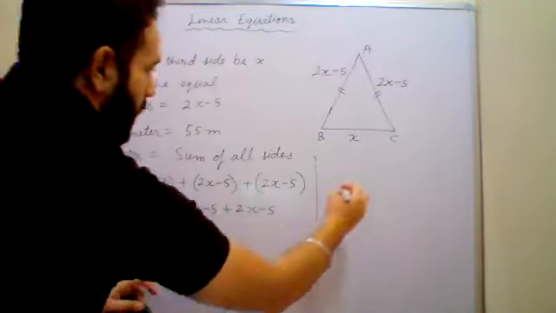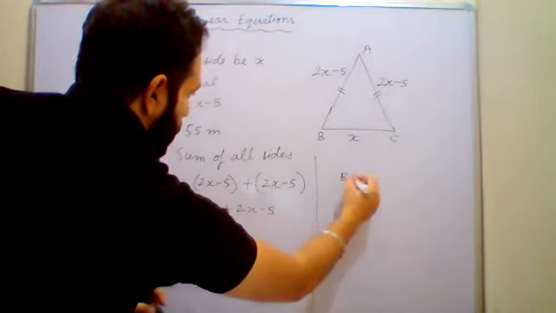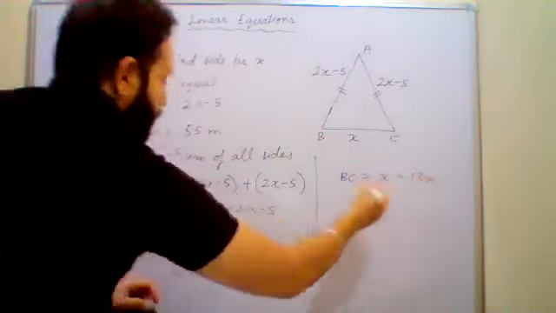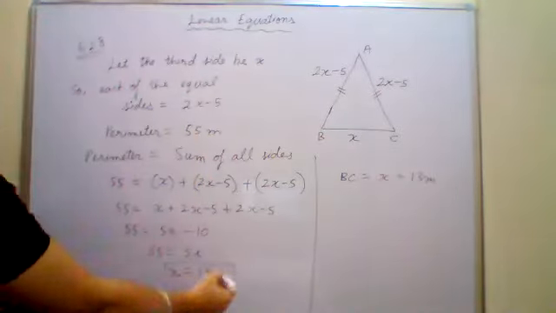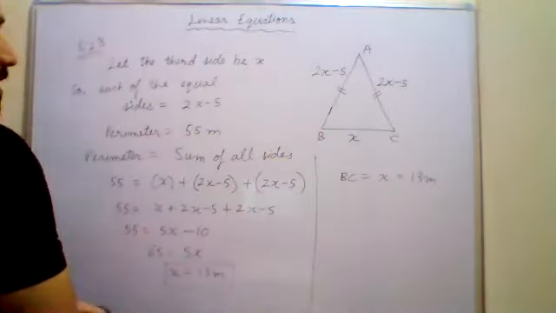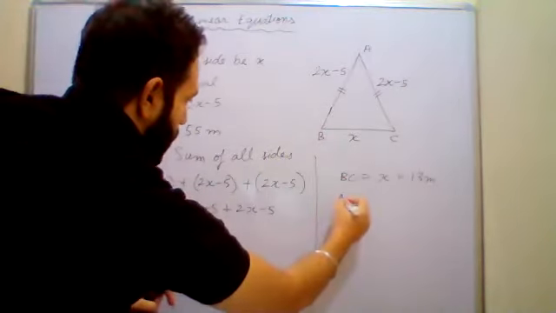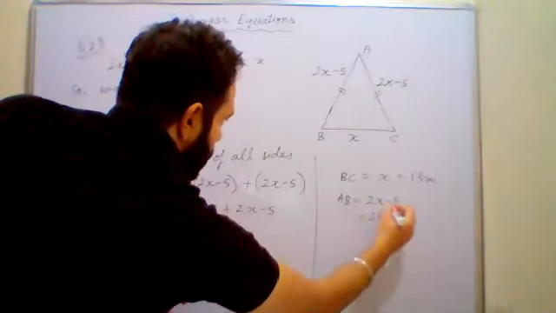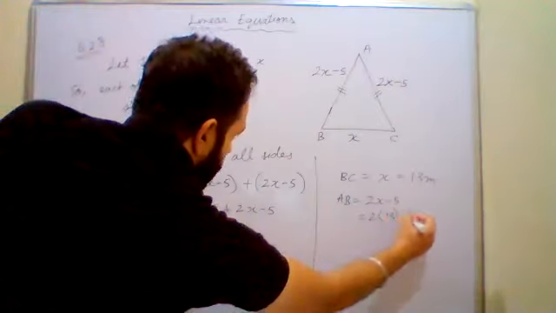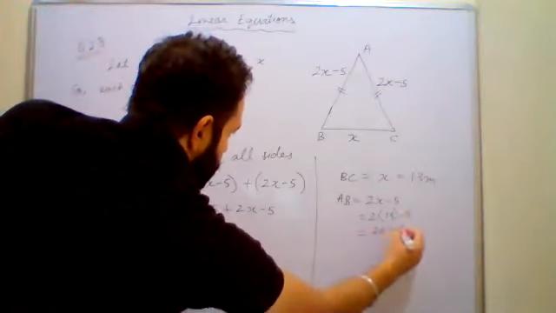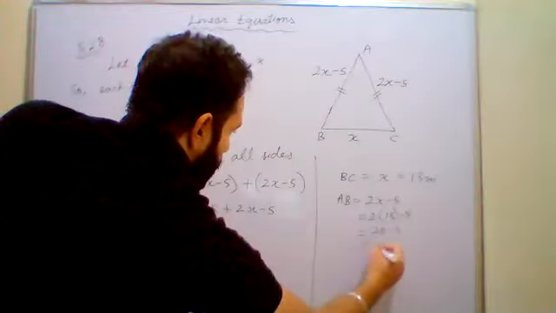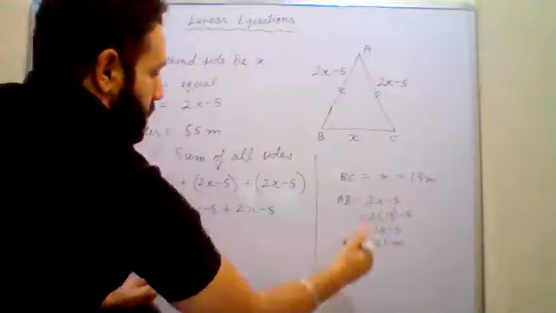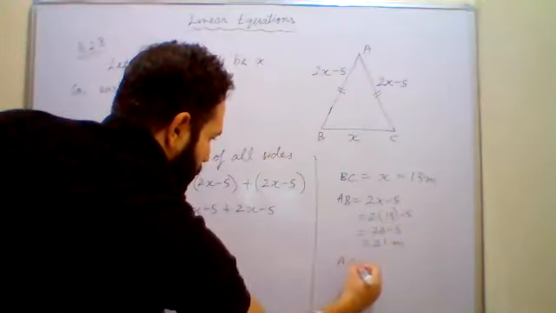We can say that the side BC of the triangle, that means the third side, which is x, will be 13 meters. You can see that we have already found the value of x, which is 13 meters. BC will be 13. What about the other two sides? AB is equal to 2x minus 5. So 2 into 13 minus 5. This gives you 26 minus 5, 21 meters. If AB is 21, the other side AC will also be 21.